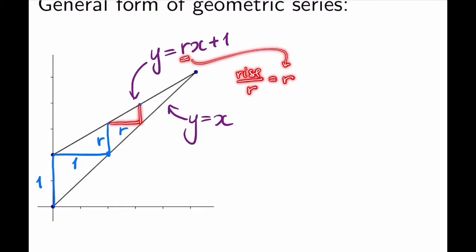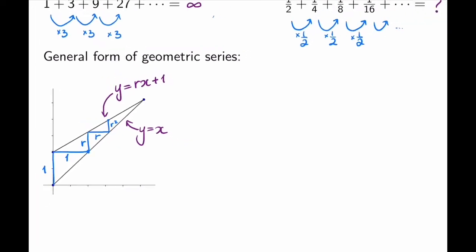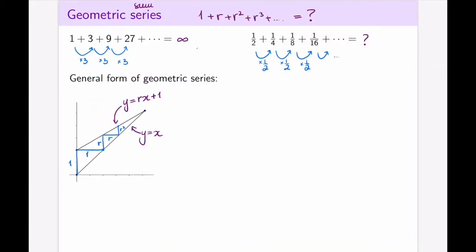Which means that my rise has to equal r squared. So this is going to be r squared, and so on. What you notice is that this geometric series actually models the height between the origin and this point of intersection of the two lines. Notice that what I'm adding is 1 plus r squared, and if I continue, I'm going to get more and more terms in this summation.